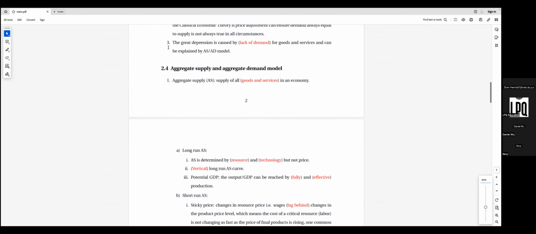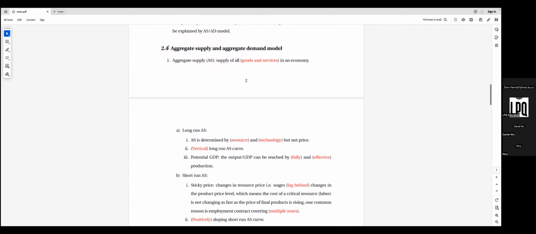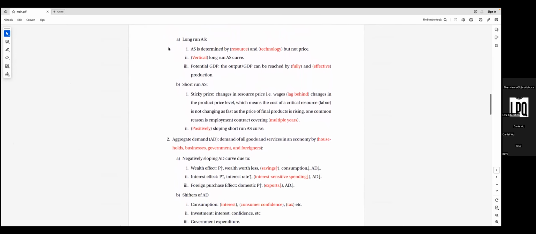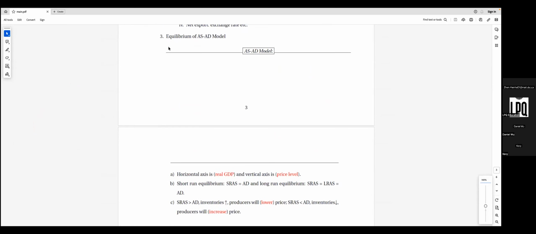So what I said later basically is called a Keynesian economic theory. Okay, Keynesian economic theory. So what is a Keynesian economic theory? Let's turn to page number 3. In this box, let's build a very basic model. It's very useful in macroeconomics. It's called the AS-AD model.